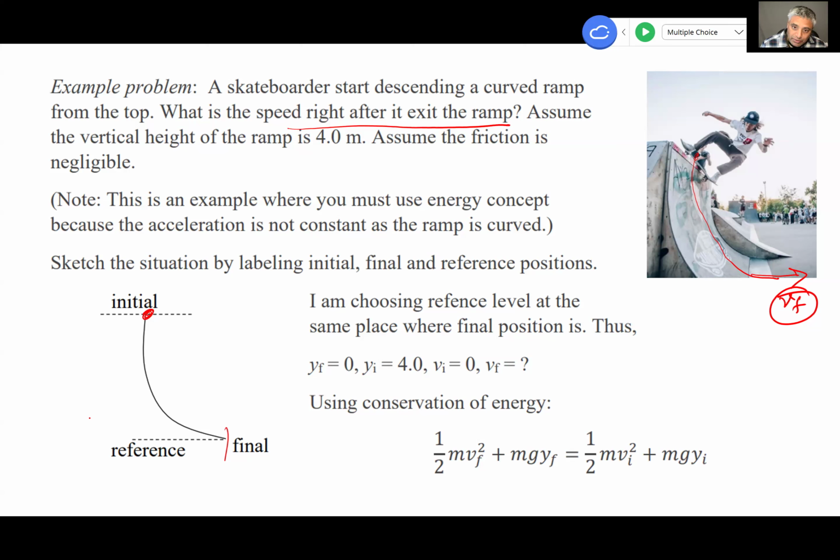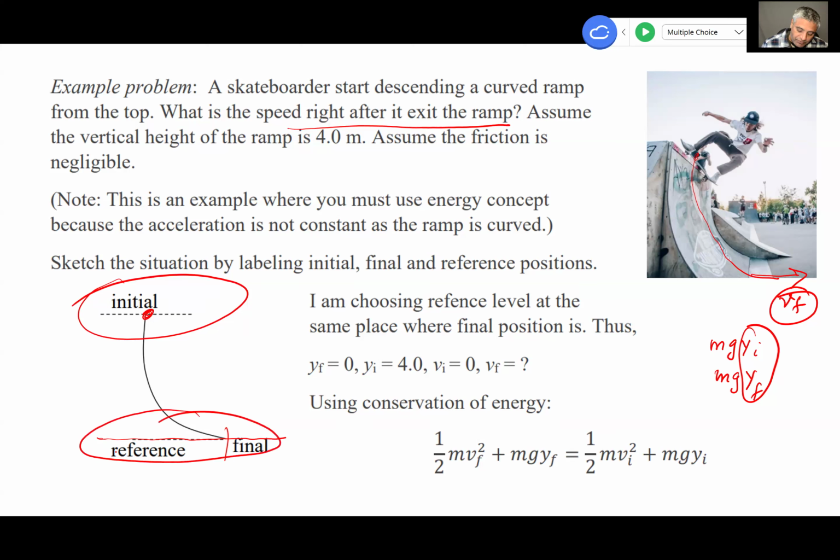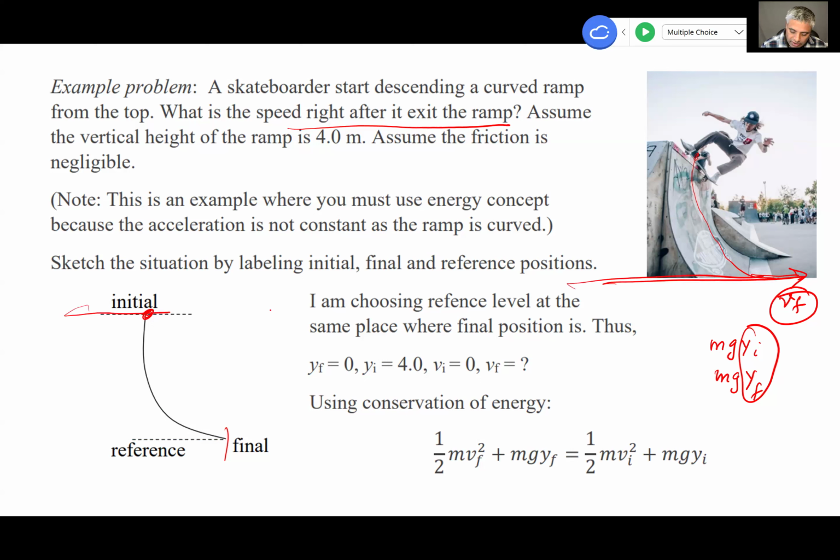Now, to measure the position for the potential energy, mgyi or mgyf, to find yi and yf, we need a reference line, okay? And usually it's easier if we choose it either at the initial point or the final point. Usually height is measured from the bottom, so that's what I'm choosing. But of course, you can also choose the reference right here at the top if you like. Okay. So these things you always want to mark while using conservation of energy to solve a problem.